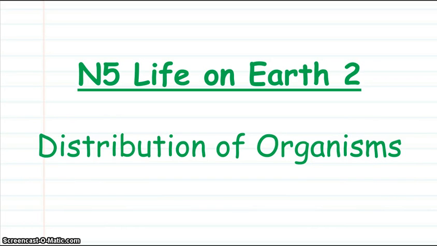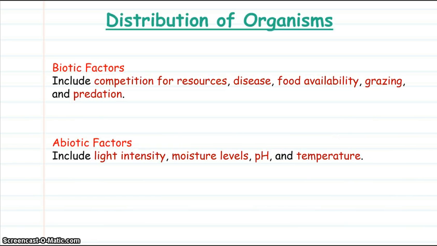National 5 Biology, Life on Earth, video number 2: Distribution of Organisms. Biotic factors include competition for resources, disease, food availability, grazing and predation. Abiotic factors include light intensity, moisture levels, pH and temperature.